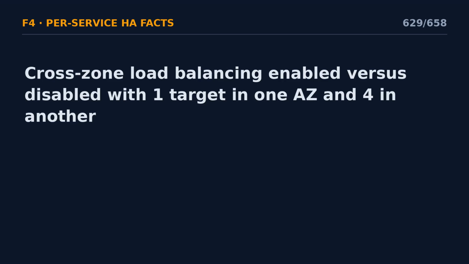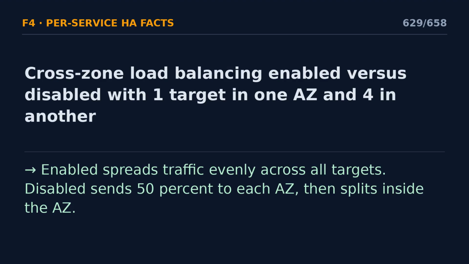Cross-zone load balancing enabled versus disabled with one target in one availability zone and 4 in another. Answer. Enabled spreads traffic evenly across all targets. Disabled sends 50% to each availability zone, then splits inside the availability zone.